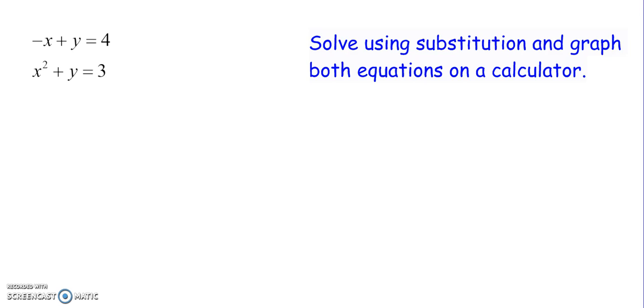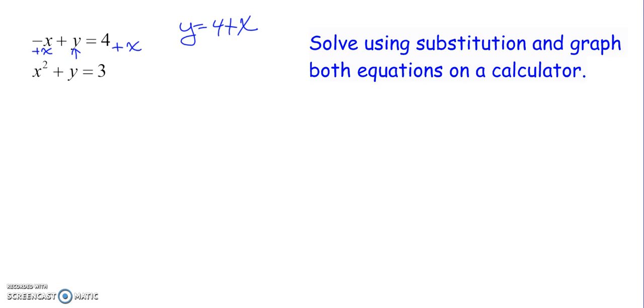So here we're going to do this problem two ways. We're going to solve it once by using substitution, another time by doing it on a graphing calculator. First off, substitution. Pick any variable, substitute it, and solve for it. So I will solve for this y by adding x to both sides, and I have this statement: y is equal to 4 plus x.